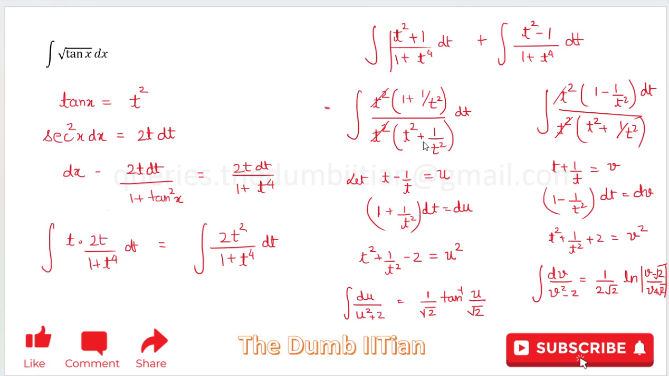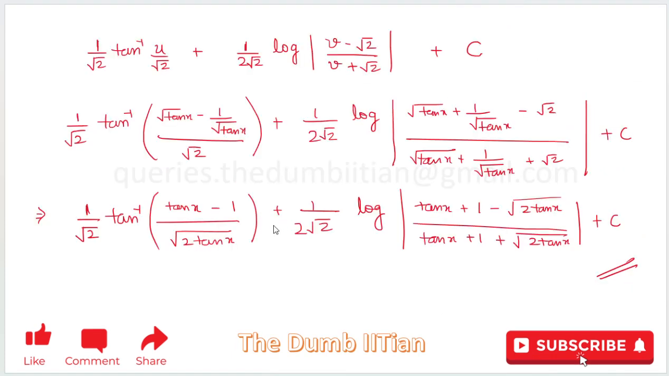Second is, whenever taking out t square common from here, and whenever 1 plus 1 by t square is in the numerator, I'll substitute t minus 1 by t as u, and whenever 1 minus 1 by t square is there, I'll substitute t plus 1 by t is equal to v. So these are pretty non-obvious steps, this step, this step, and this step. So we have to be extra cautious here. That's it. So we have to be careful here, and this is how we are going to solve this problem.